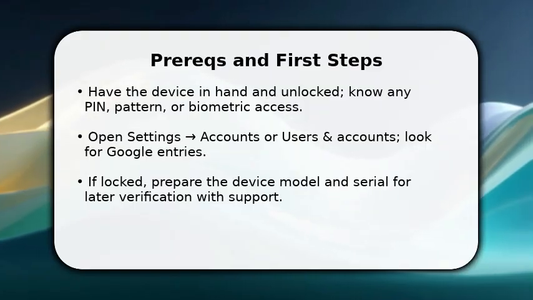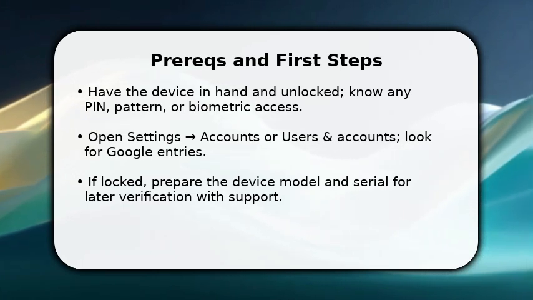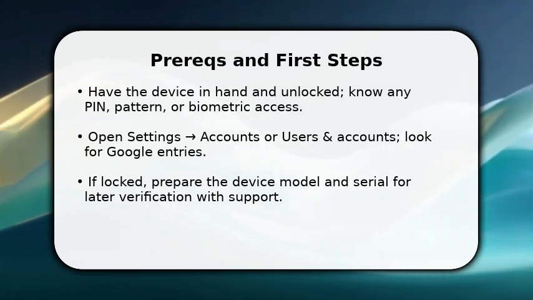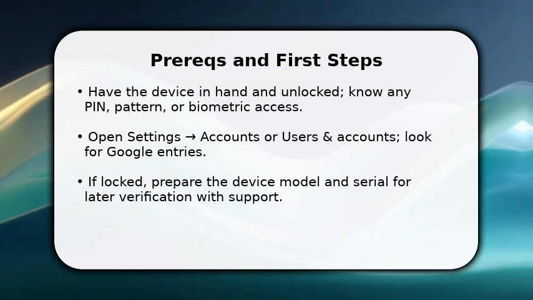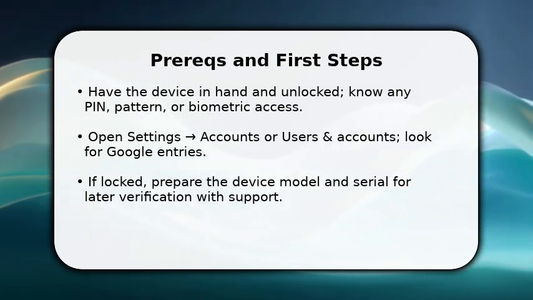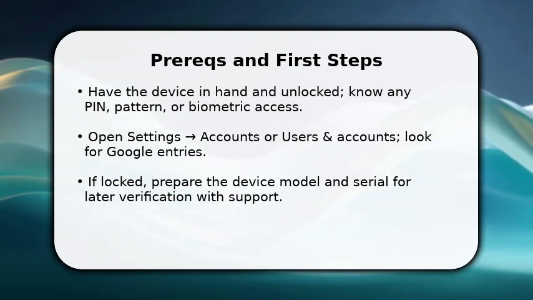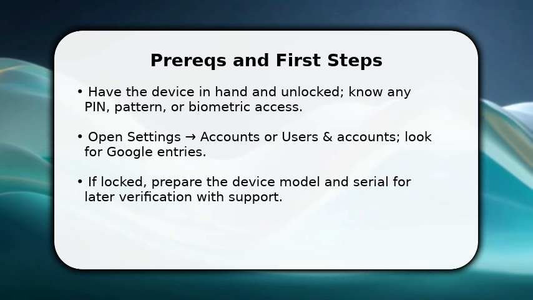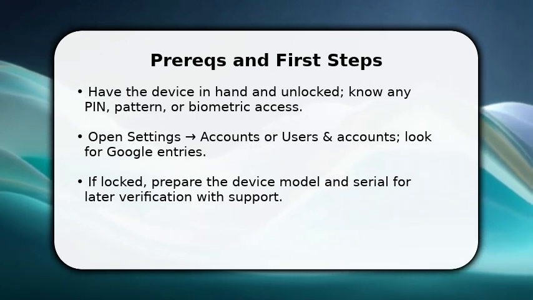You start now by confirming prerequisites: the unlocked device, access method, and Wi-Fi or mobile signal. Open Settings and go straight to Accounts or Users and Accounts. This is where synced Google identities appear. If you see a Google entry, note the email prefix and tap it to review sync details.